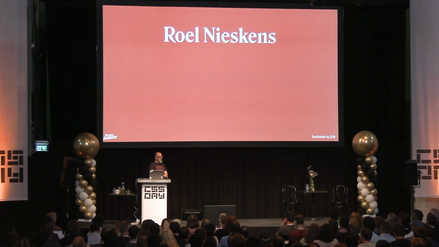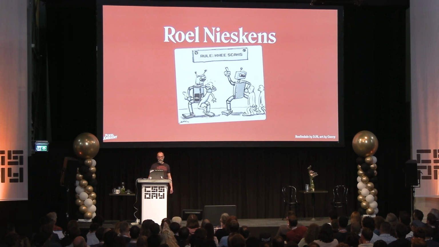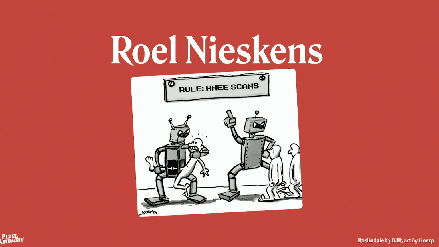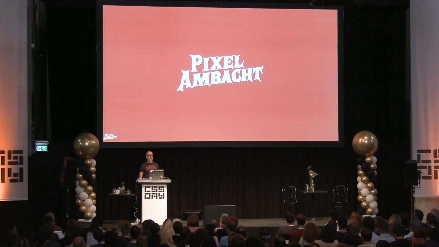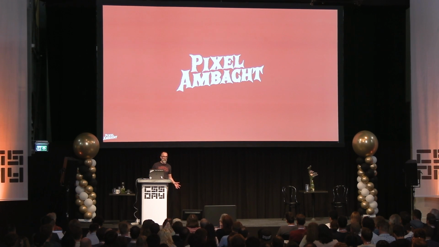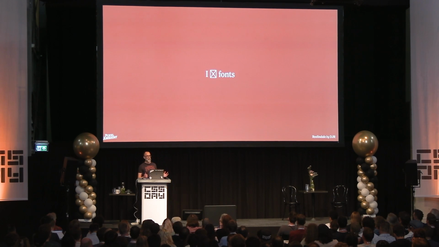My name is Roel Nieskens, or in English, Roel Nieskens. I actually paid an artist to draw up this horrible pun. Money well spent, I think. I do stuff online under the name Pixelombect. I create font-related things for Google Fonts, typographic, Font Awesome, the Type Founders, and I really enjoy that because I love fonts.